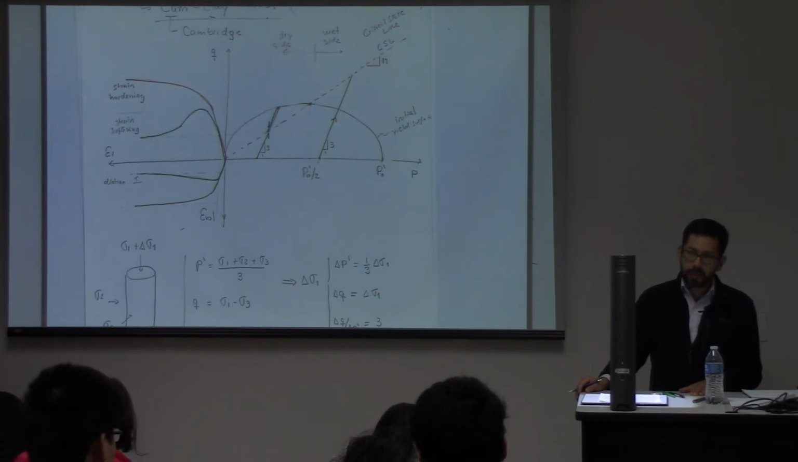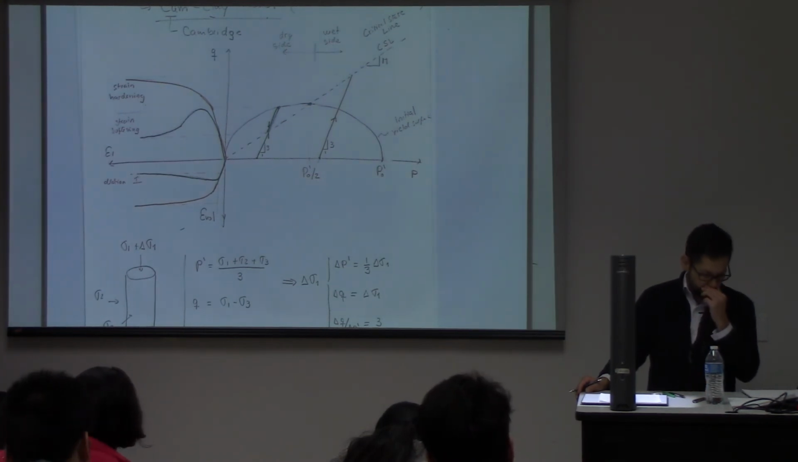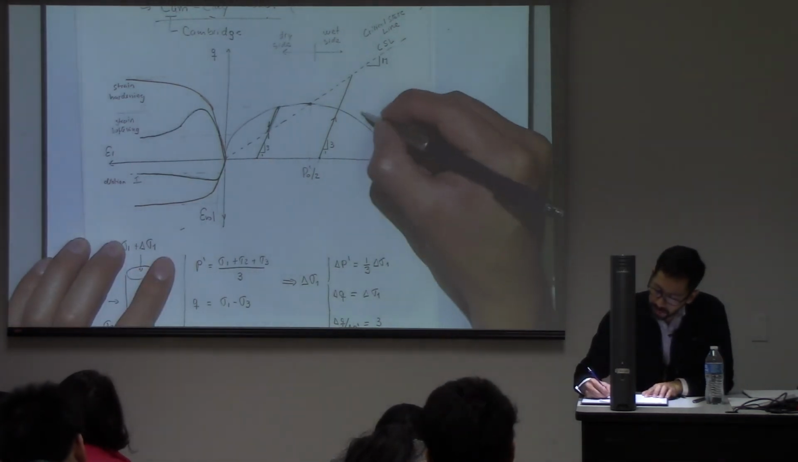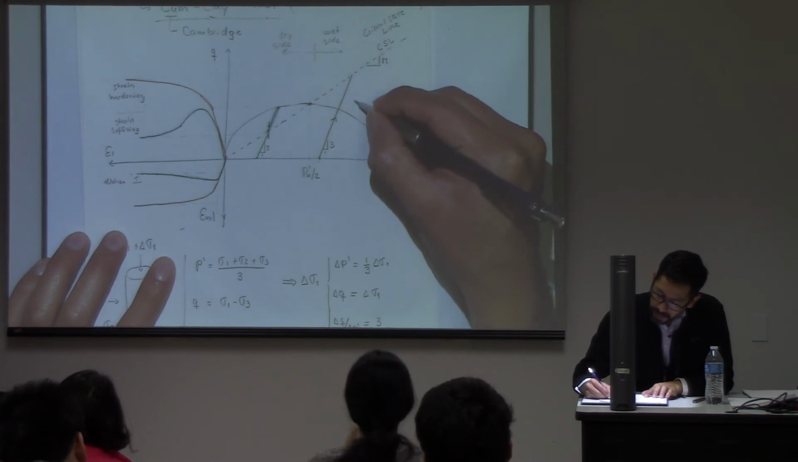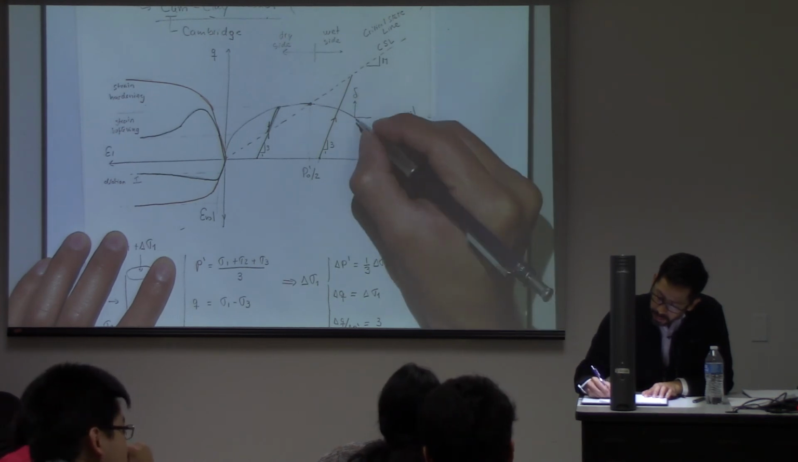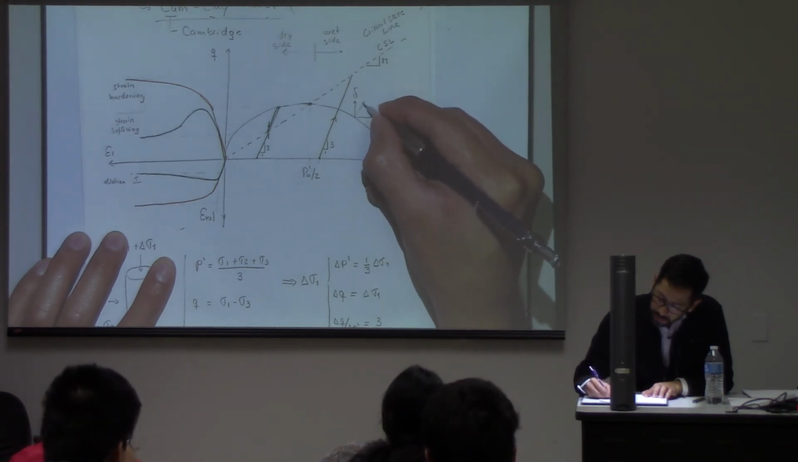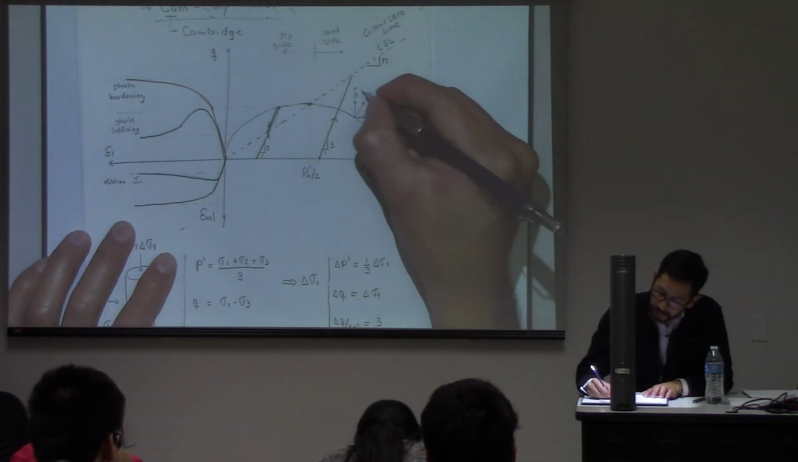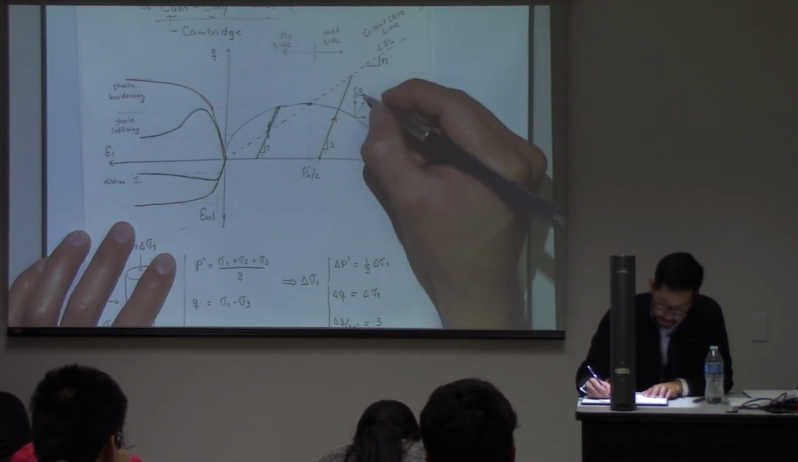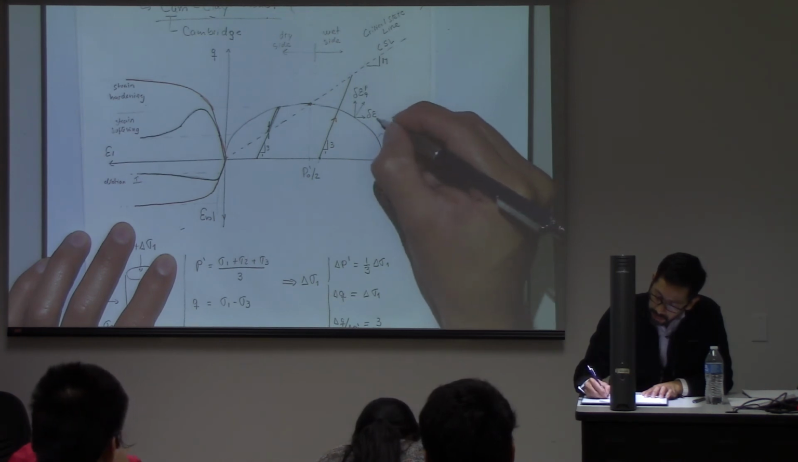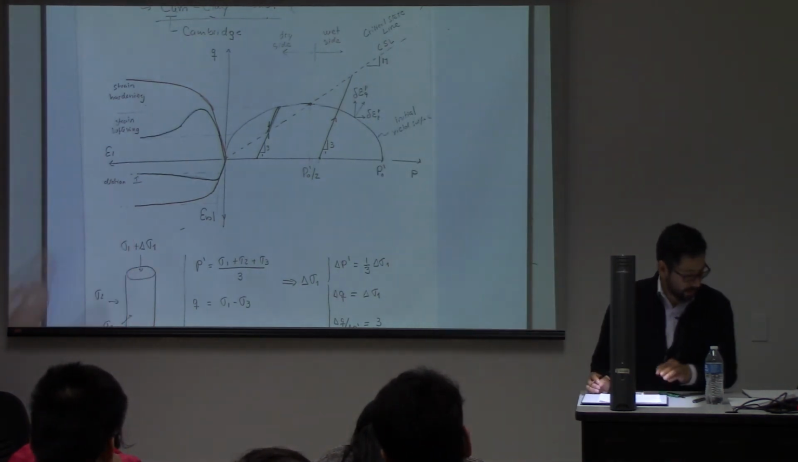Any questions so far? Let me see if I forget something. Let me add something over here. Remember that with this yield surface, the plastic strains are going to be, this is a vector normal to that yield surface. We're going to have a deviatoric plastic strain. It's going to be that vector, and this one is going to be the volumetric plastic strain.